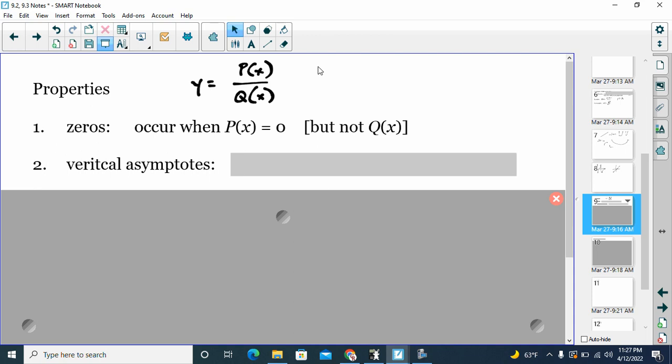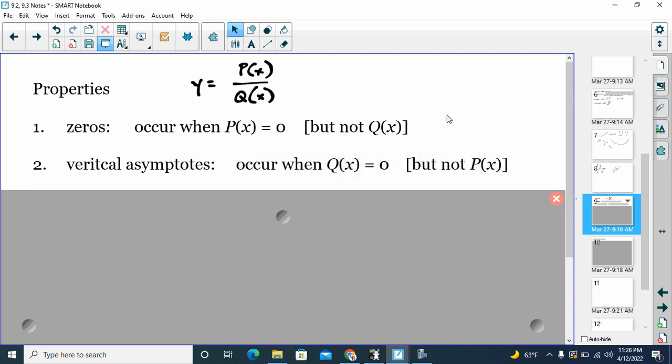Vertical asymptotes. Vertical asymptotes are undefined. I misspelled vertical there. V-E-R-T-I-C-A-L. Anyway, vertical asymptotes would be when the graph is undefined. I would get undefined if I divide by 0. So vertical asymptotes will occur when q of x is 0, but not p of x.